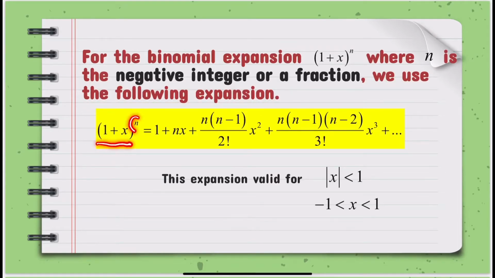(1 + x)^n = 1 + nx + n(n − 1)/2! × x² + n(n − 1)(n − 2)/3! × x³ + ... These triple dots indicate this series is an infinite series. This expansion is valid for |x| < 1, or we can write it as x in between −1 and 1.